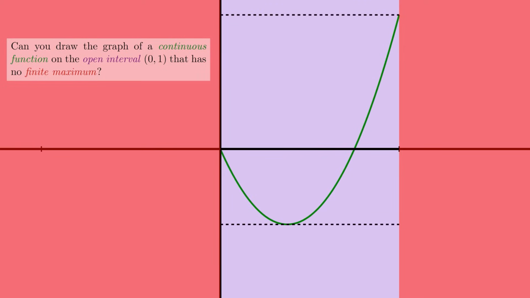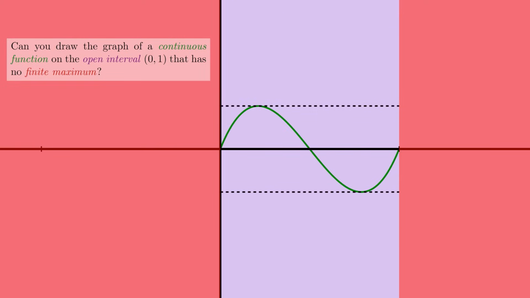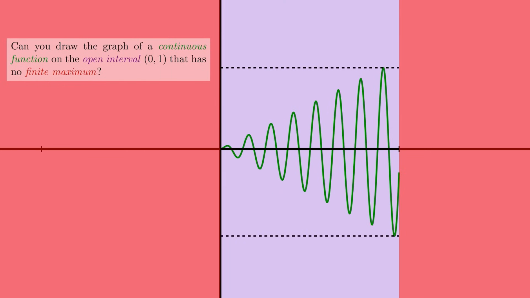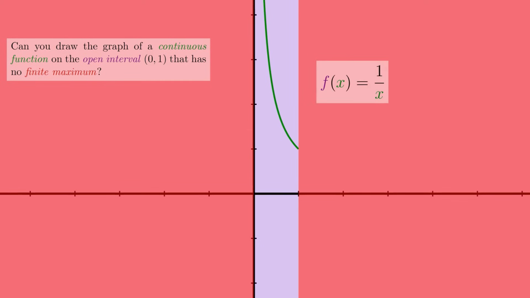Many of the regular kinds of curves you could draw wouldn't be able to do this. But if you've seen enough graphs in your life, you might have an idea. Try the function 1 over x. Its graph forms a vertical asymptote at x equals 0, meaning the height of the graph grows without bound as x approaches 0, though the graph never actually reaches x equals 0. Thus, it has no finite maximum.